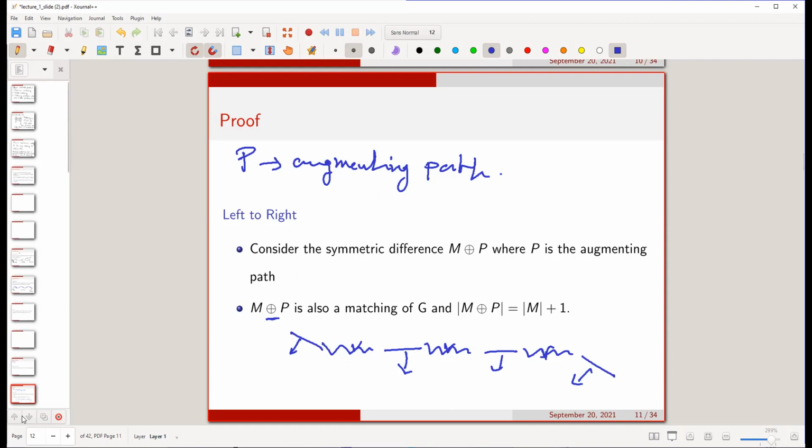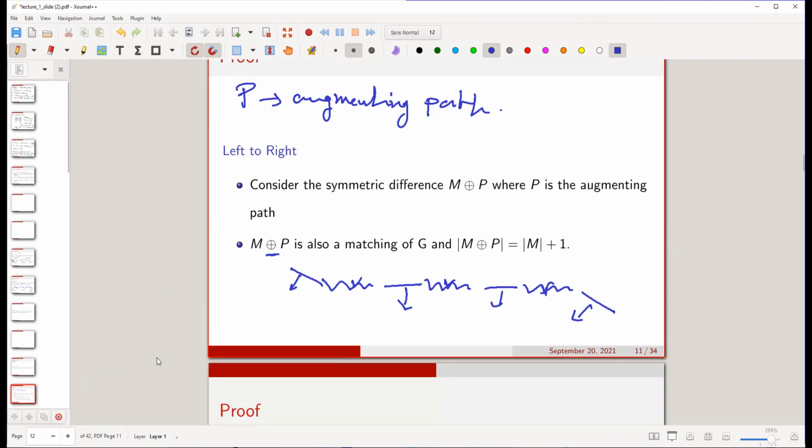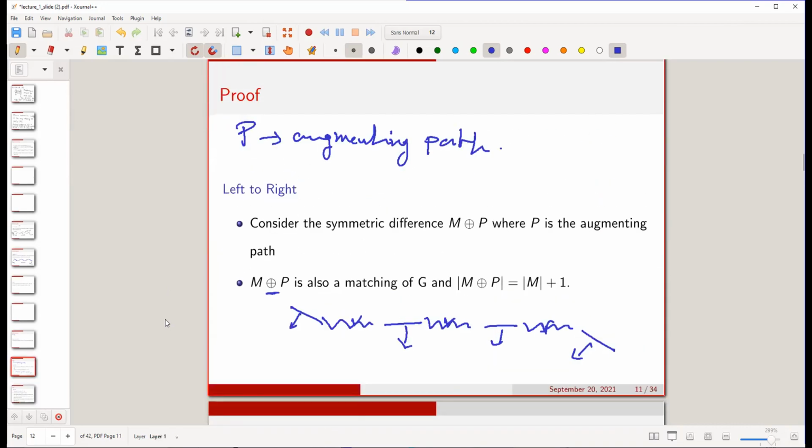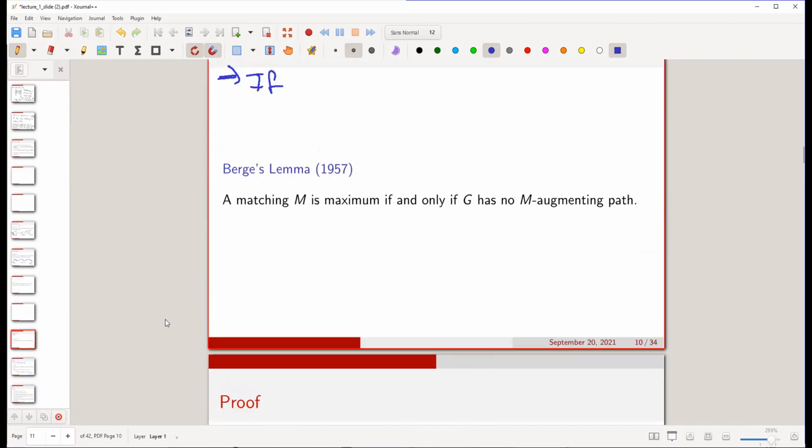The next thing we have to prove is that the converse is also true. What do we mean by the converse is true? Here we prove that if there is an augmenting path, then M is not a maximum matching.